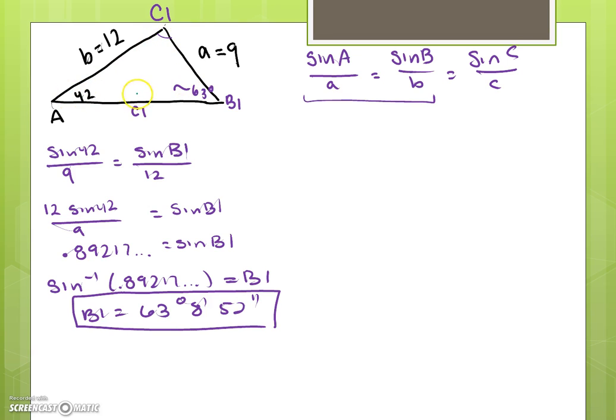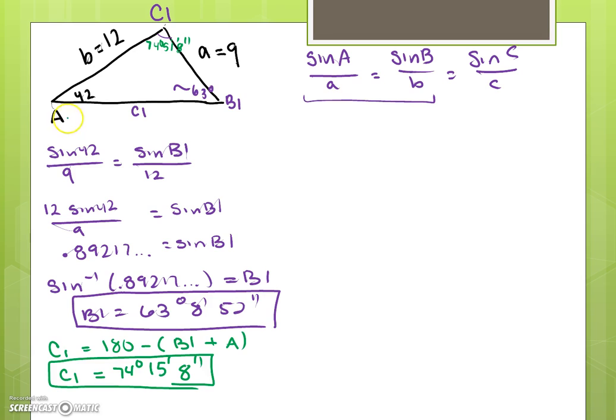So if this is 42, this is 63 degrees, 8 minutes, 52 seconds, and then we don't know this one, but the three sum to be 180 degrees, then I can just subtract to get that angle C is 74 degrees, 51 minutes, sorry, 5 minutes and 8 seconds. So now I've solved all the angles.